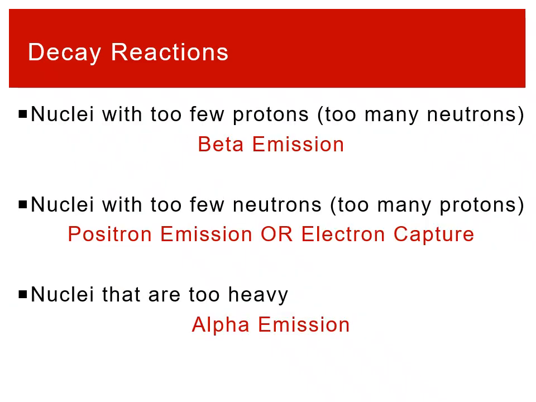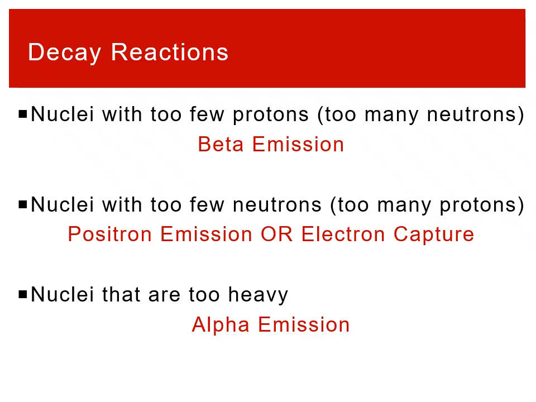So as a result, each type of instability: nuclei with too few protons, nuclei with too few neutrons, or too many of the other, or nuclei that are too heavy. Those are the 3 main ways that we characterize why nuclei are unstable. Were they too big? Did they have too many neutrons, too many protons? And there is going to be an associated decay pathway that goes along with that.